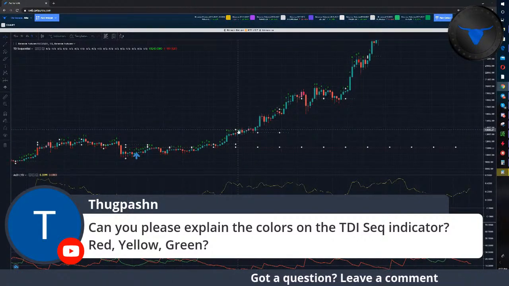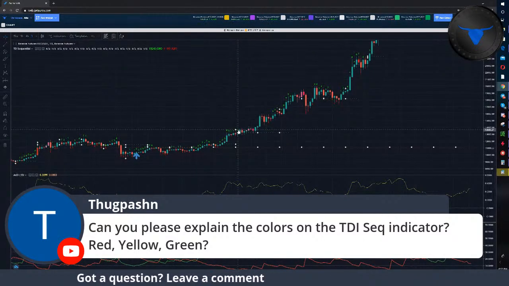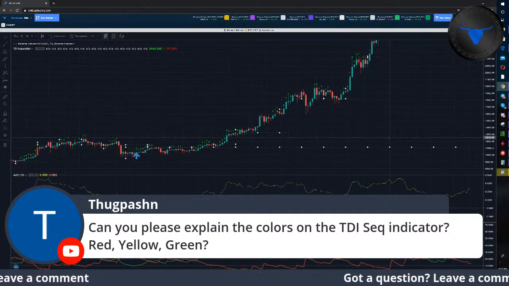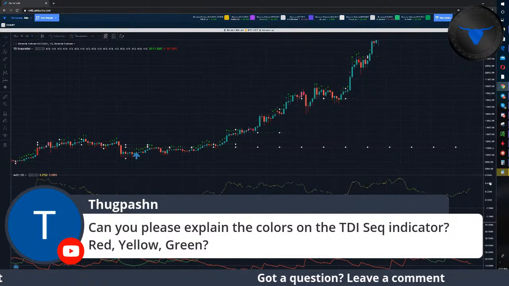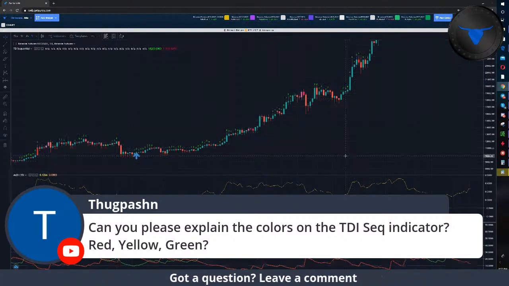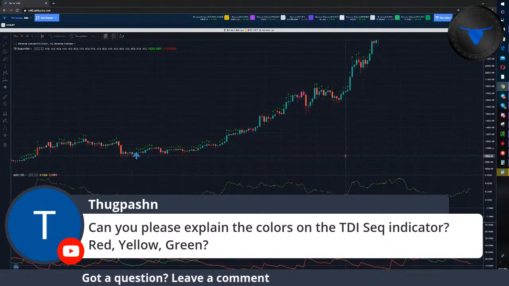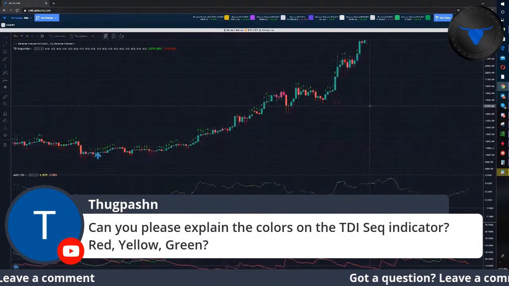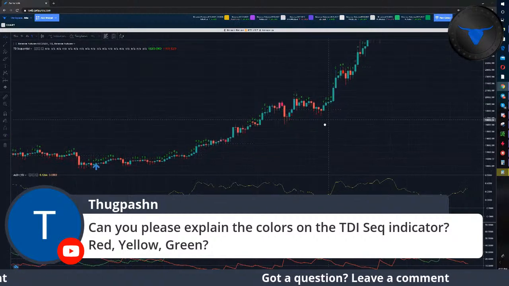TD sequential actually can be numbered up to 13. You might find some indicators out there that can be numbered up, I think maybe even 15. The further you get from 9, the more and more the trend exhausts, and around 13 or 14, that usually means severe exhaustion. And that's where you get either the bull or the bear flags.